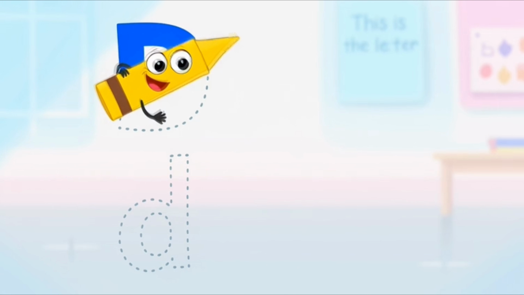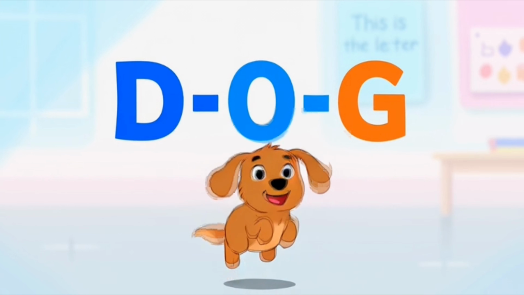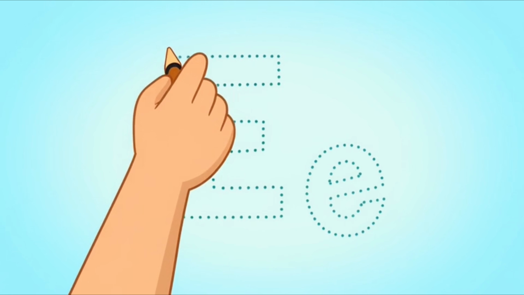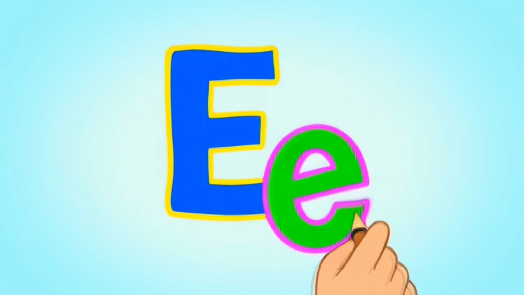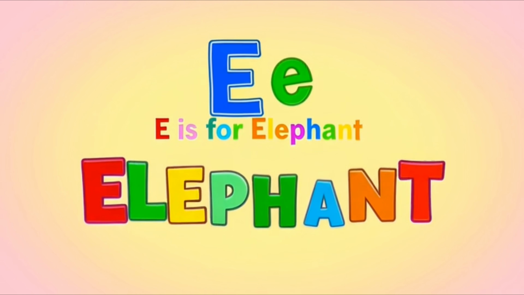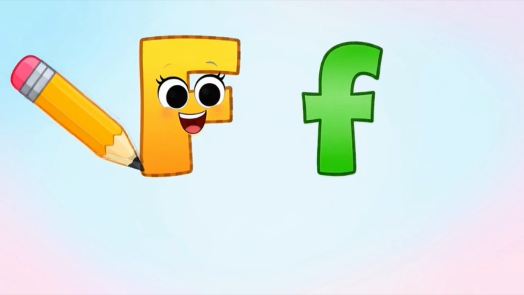This is the letter D. D is for dog. D-O-G. This is the letter E. E is for elephant. E-L-E-P-H-A-N-T. This is the letter F.